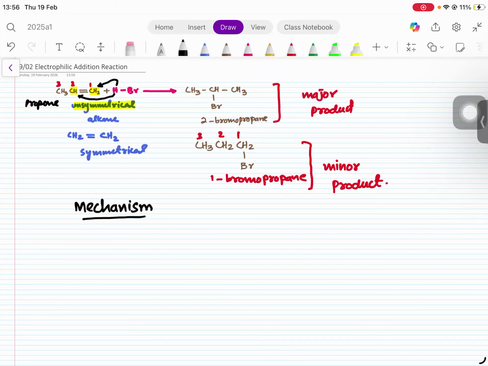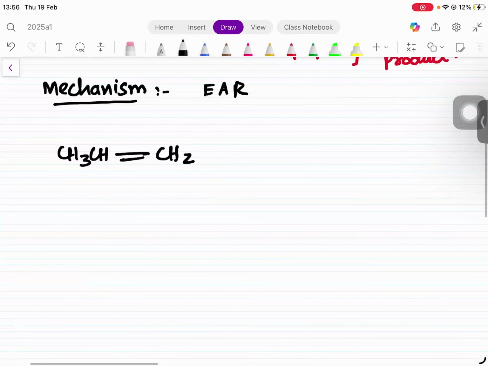You know the mechanism? The mechanism is the same. When addition reaction takes place, as we discussed yesterday, it is a 2-step mechanism known as electrophilic addition. So first, let's see the mechanism. Here it is, and it is reacting with HBr.